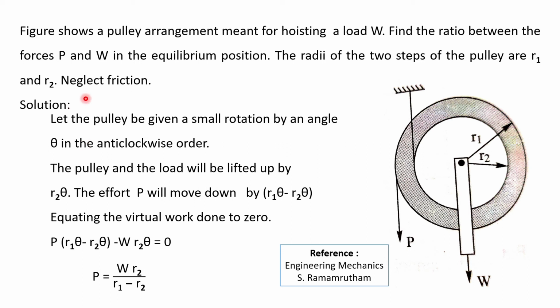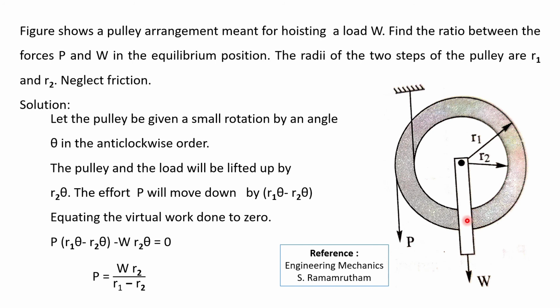So here again friction we have to neglect. So again for the solution we have to visualize what will happen to this load P and what will happen to this load W when this pulley rotates by this angle theta. So here the pulley is given a small rotation by angle theta in the anti-clockwise direction like this.